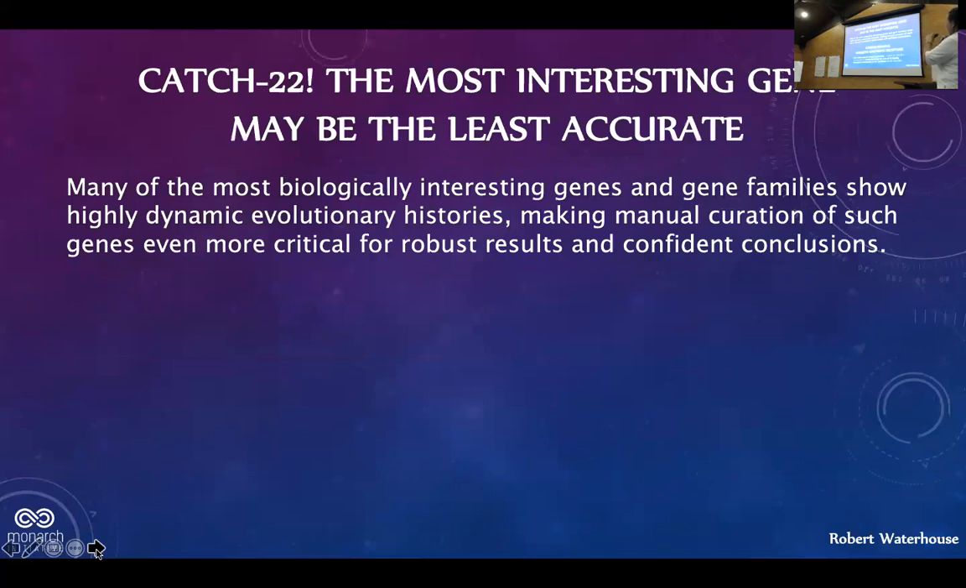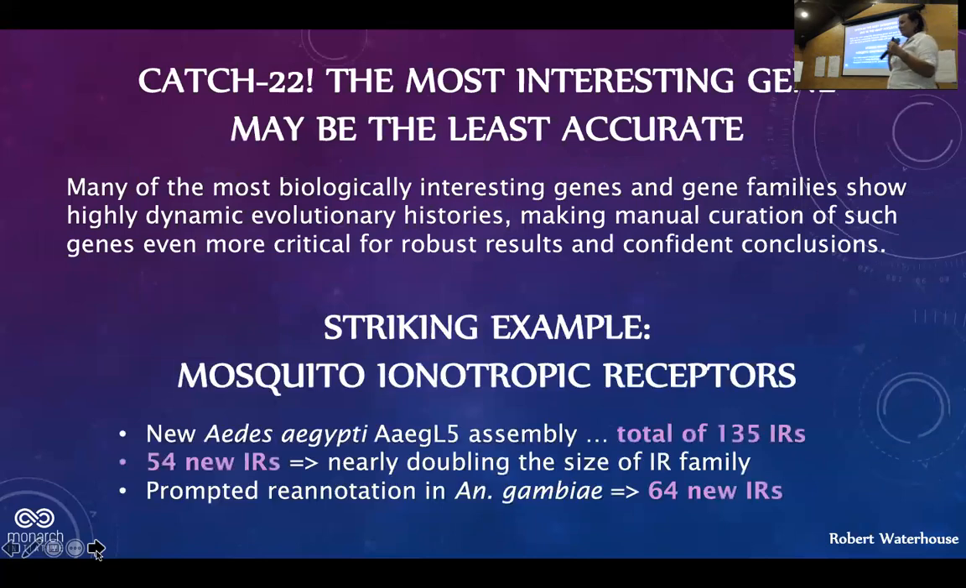The problem is, for instance, in this family of genes of ionotropic receptors in the mosquito, we were convinced that for the Aedes aegypti, there were just over 60 or so. And it was because of a master's student sitting down and reviewing the newly assembled genome of Aedes aegypti that they realized they were missing nearly 60 ionotropic receptors, and they had not been visible. So when this happened in the Aedes aegypti, the other mosquito researchers said, we're going to go back and look at what's happening in the Anopheles gambiae.